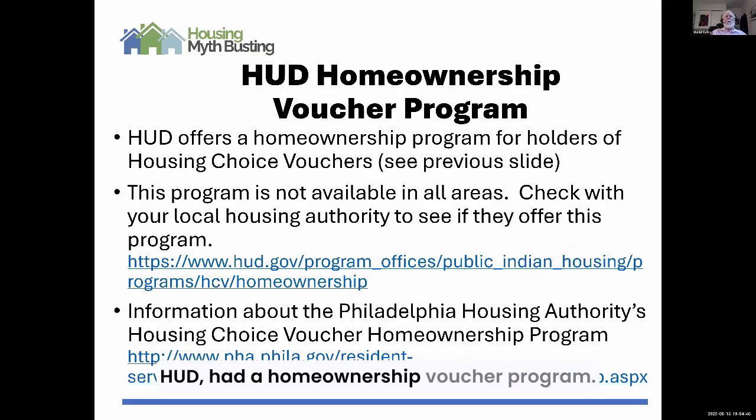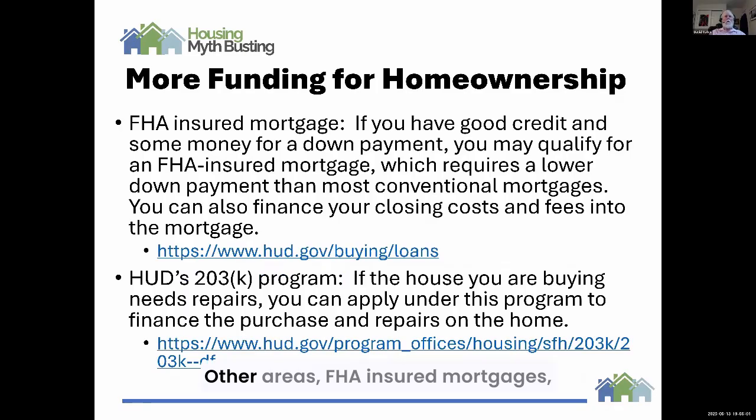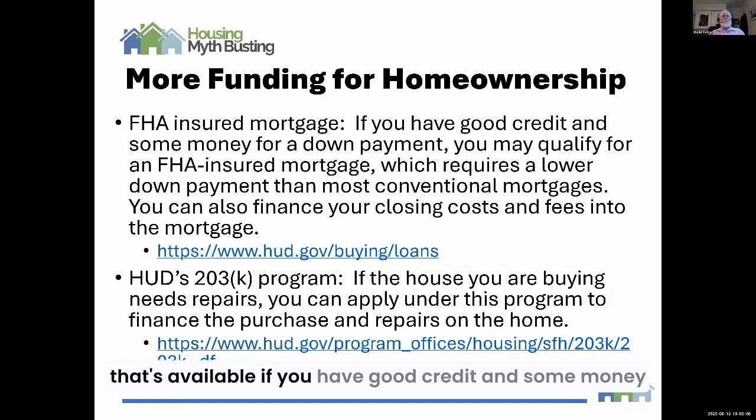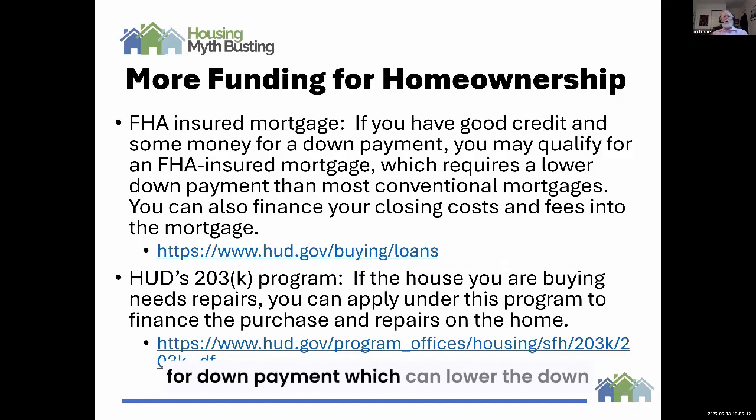HUD had a home ownership voucher program. Again, all this is in limbo right now. So I couldn't even begin to tell you whether that will continue to exist in the future. Other areas, FHA insured mortgages, that's available if you have good credit and some money for down payment, which can lower the down payment compared to most conventional mortgages. There's a website for that. I will say that that is challenging for individuals with disabilities because they usually have not acquired enough money for the down payment and to cover the mortgage costs on an ongoing basis.